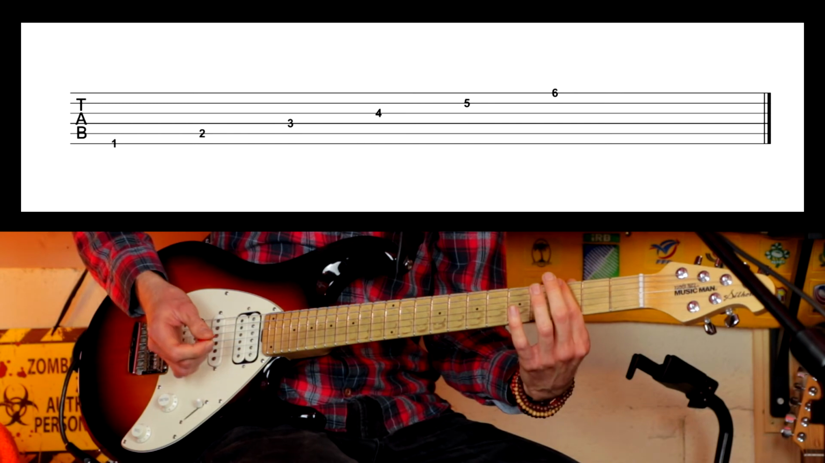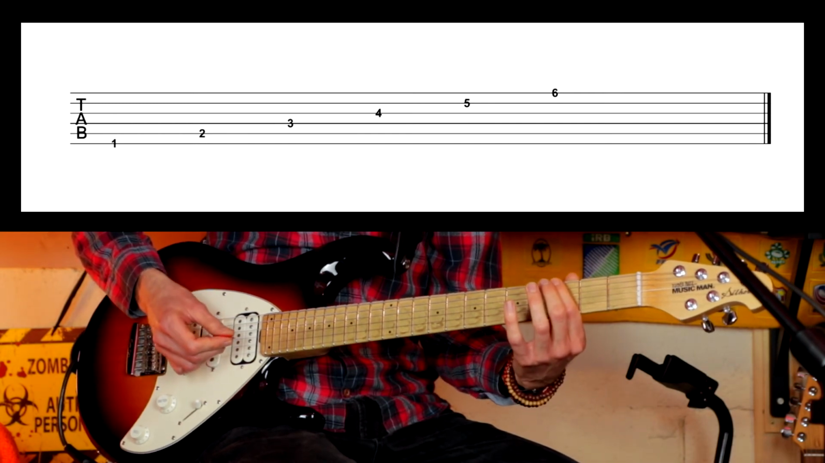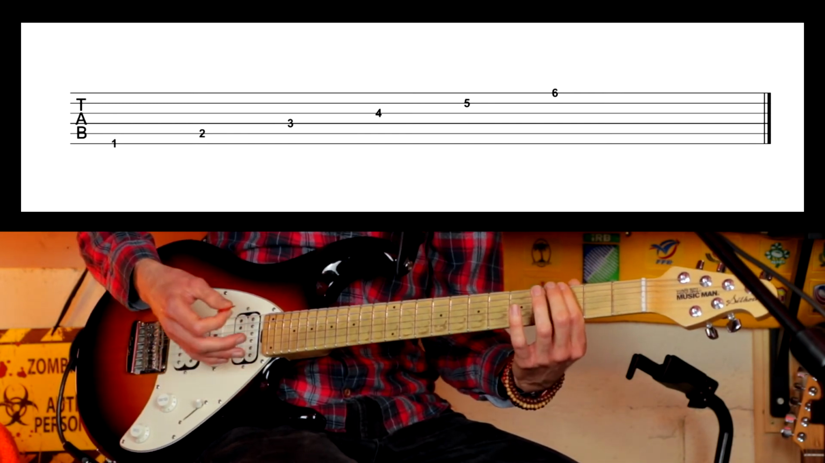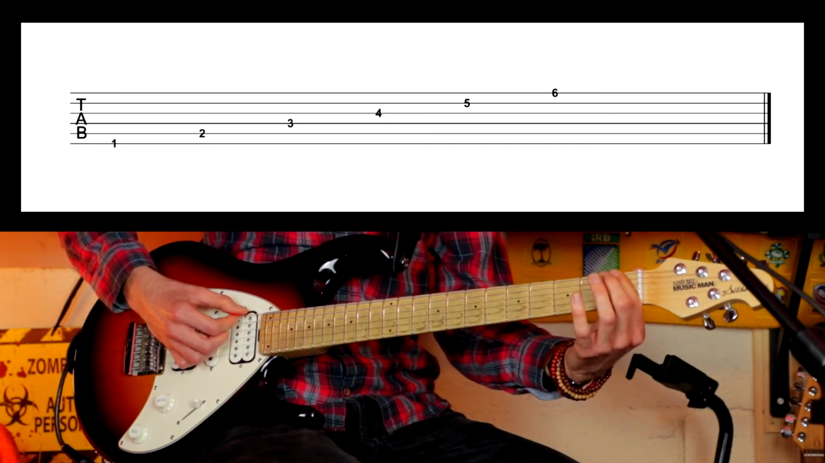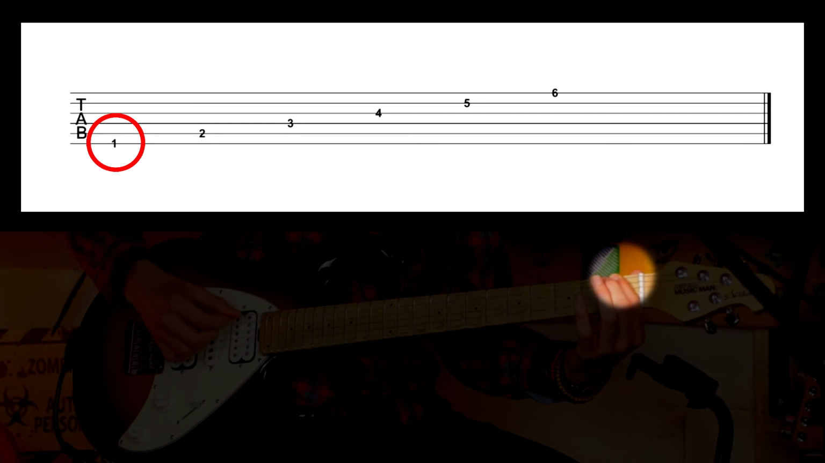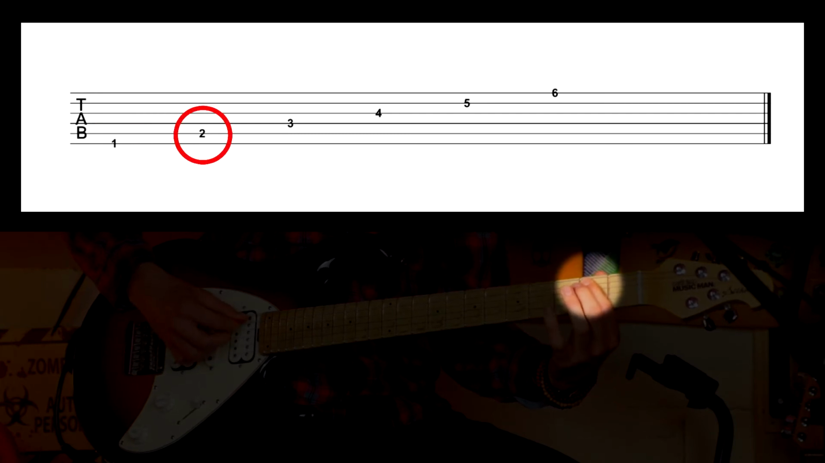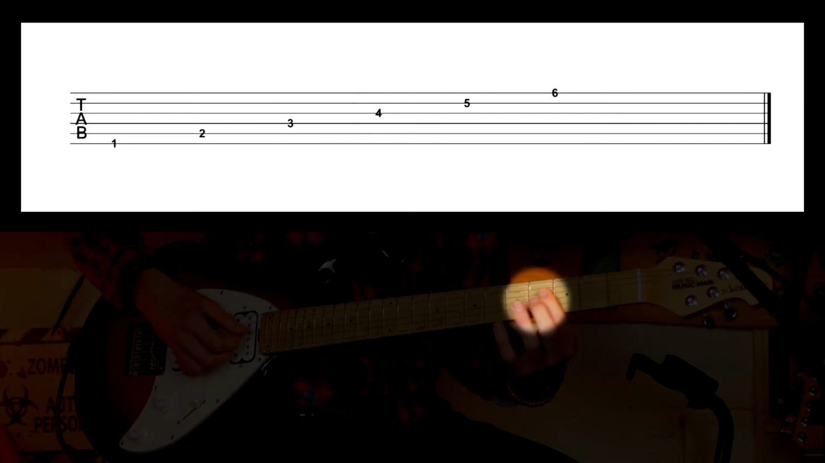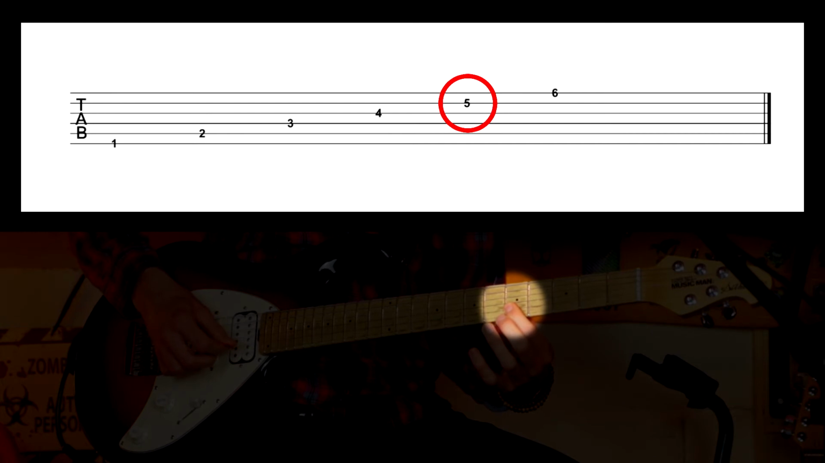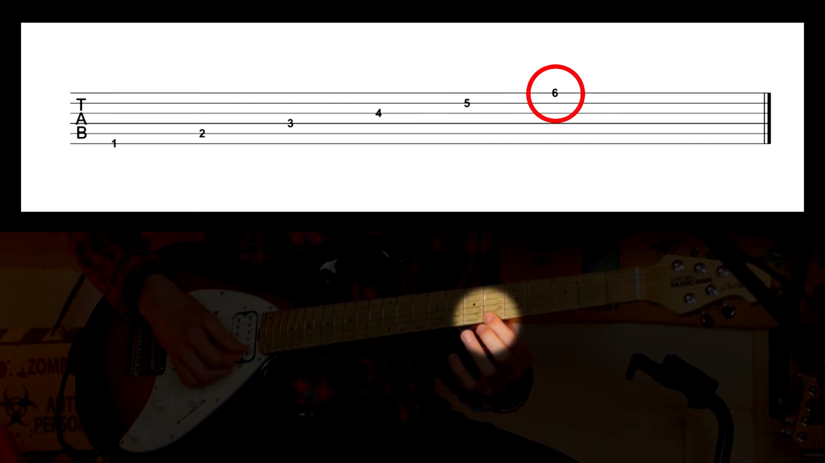And finally, here's a pattern that moves up and across. Pause and try this one too. Did you get this one right? It should have been 1 on the low E, 2 on the A, 3 on the D, 4 on the G, 5 on the B, and then 6 on the high E.